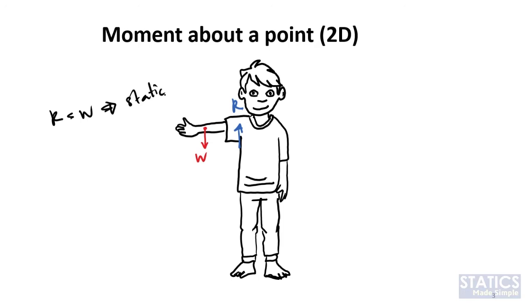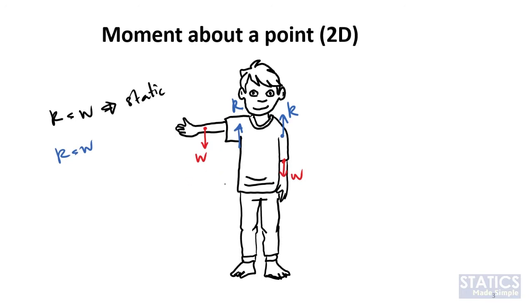Your arm is not moving, all right? And then you have your other arm. Again, this arm has about the same mass attached to it. So you have weight of the arm. And again, you have reaction at your shoulder, R, which is also equal to the weight, since your other arm is also not moving. So both of your arms are in static condition.